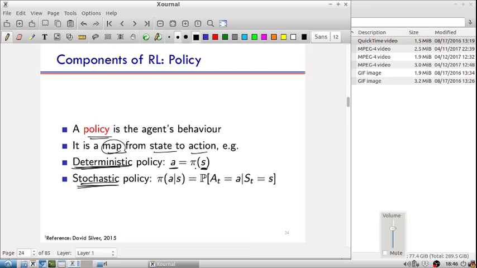Deterministic we're going to represent as pi. And stochastic, we're going to represent as a conditional distribution, basically conditioned on the state, a distribution over actions. So that's a policy, and whether you plan or whether you do reinforcement learning, the whole point is figuring out the policy, what to do in different situations.